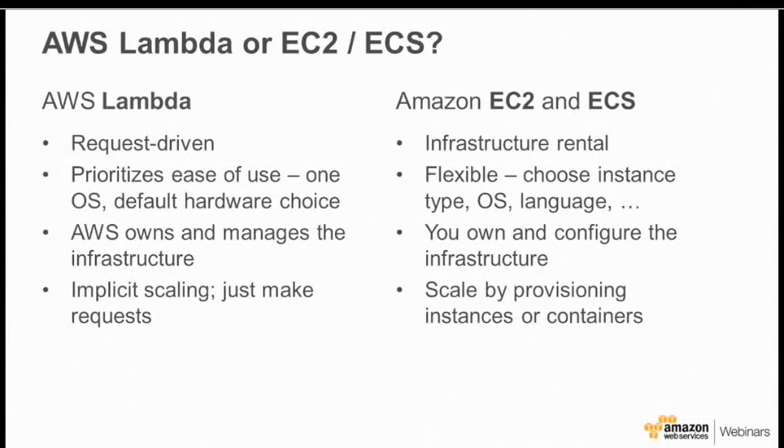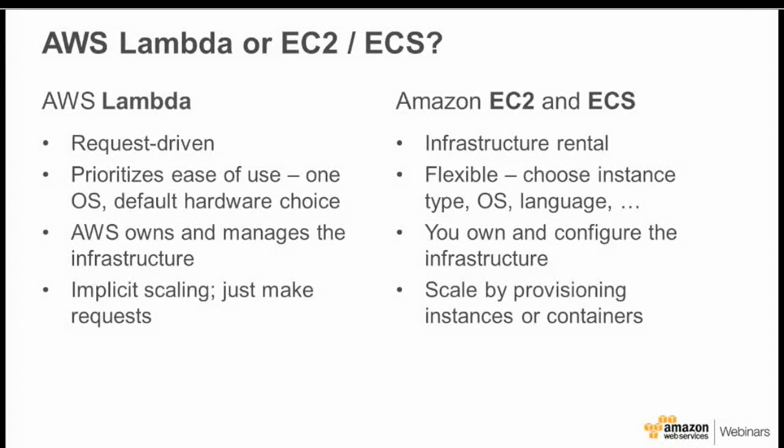Now, Lambda prioritizes ease of use, and as a result, it makes a whole bunch of choices for you, right? Everything runs on Amazon Linux. There's a default hardware choice. Amazon EC2 and the container service are much more flexible. So they give you a lot of choices. For example, if you need to pick a specific different kind of operating system, if you need to change the instance type, maybe to optimize for memory or disk, you get a lot of flexibility and a lot of choices there when you work at that level.